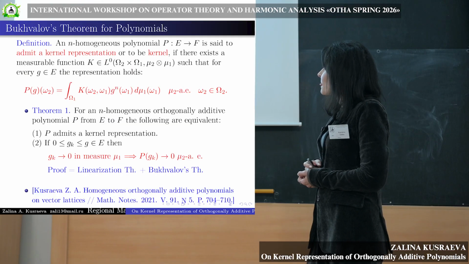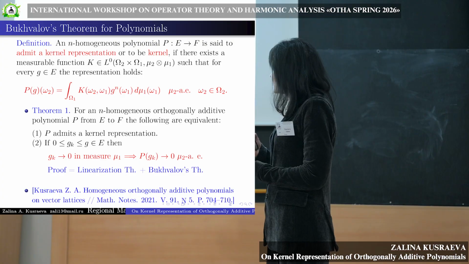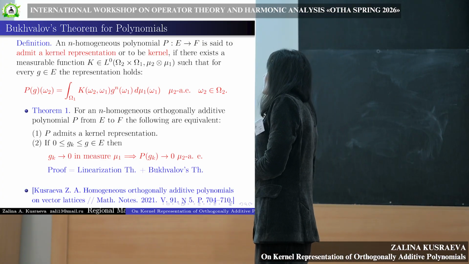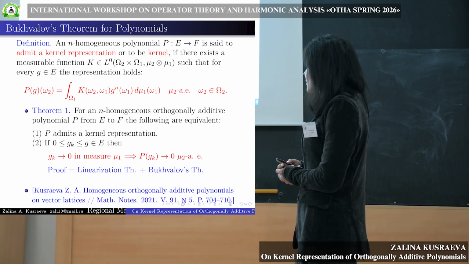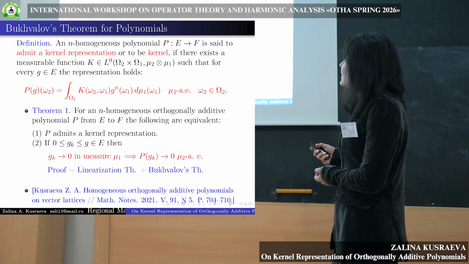This I will skip. And what we call a kernel polynomial, or what does it mean that an n-homogeneous polynomial admits a kernel representation? The definition is here on the slide. It is just the same as in the linear case.